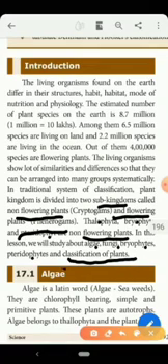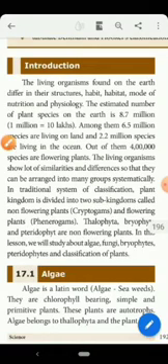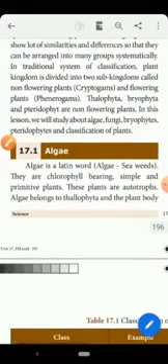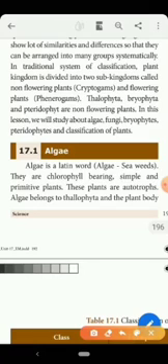Okay, now we discuss algae. Algae are chlorophyll bearing simple and primitive plants. These plants are autotrophs. Autotroph means the plant can prepare its own food materials. All the plants that can prepare their own food material are called autotrophs.